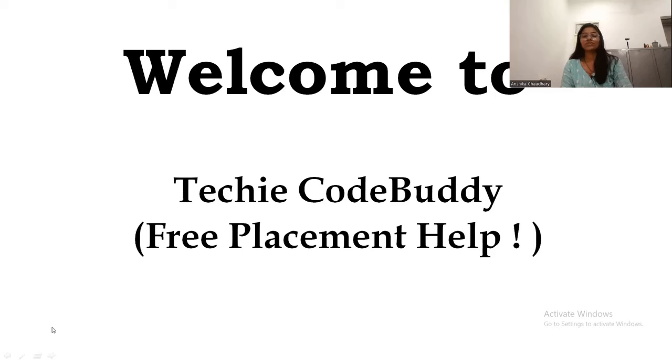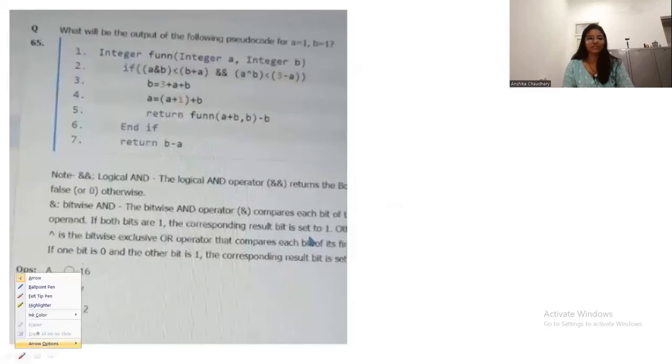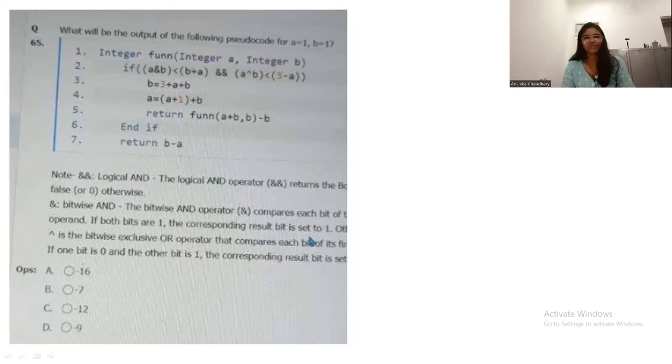So in this video, we are going to solve some Accenture questions that were recently asked, and that will be very helpful for you in your upcoming exam. So this is the very first question from pseudocode, and here's the question. If a value equals 1 and b value equals 1, then there is a function. What we need to do is, first of all, a value is 1 and b value is also 1.